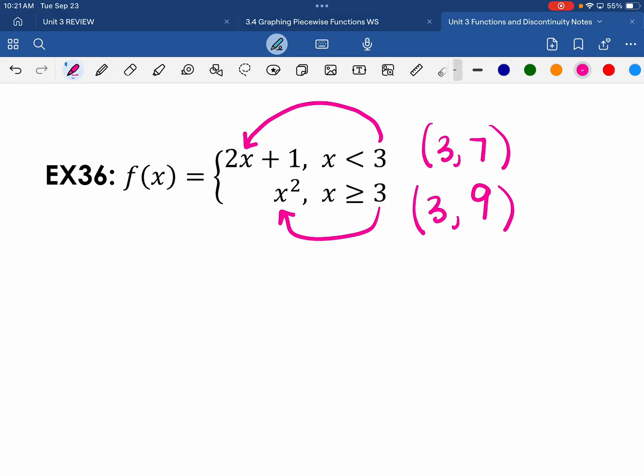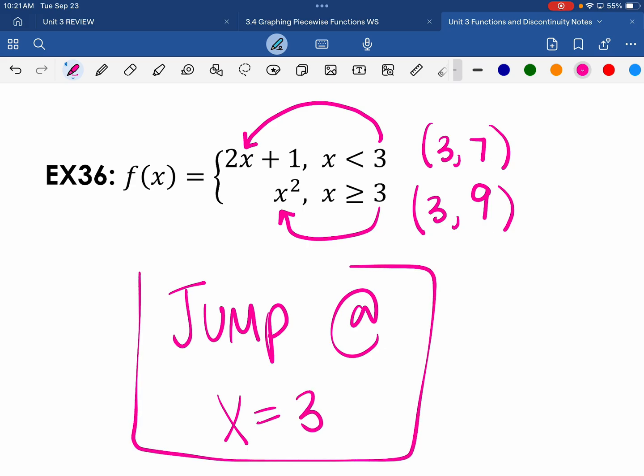All right. So on this one, are my endpoints going to match up? Your x will. The x's will always be the same. That's what we're really checking, the y's. So the y values, they're not going to be in the same spot, right? One's up here at 7, one's up here at 9. So because of that, we are going to jump at x equals 3.